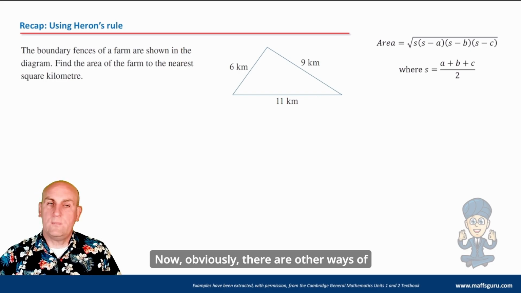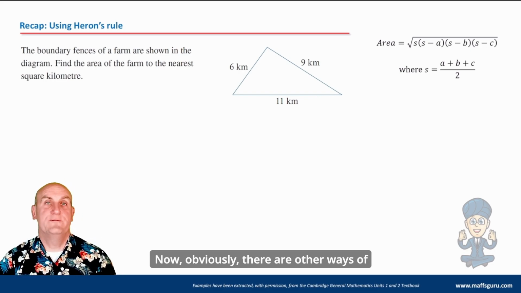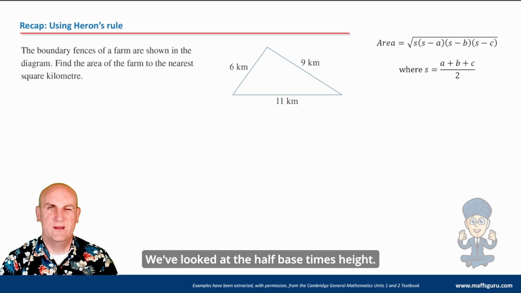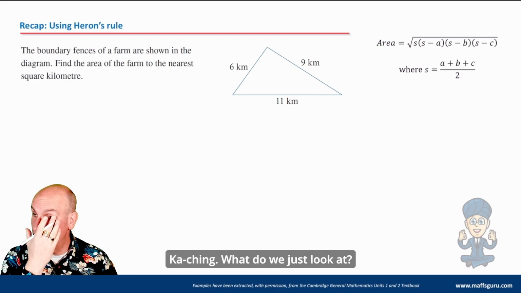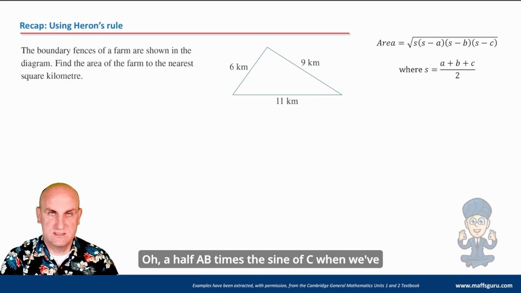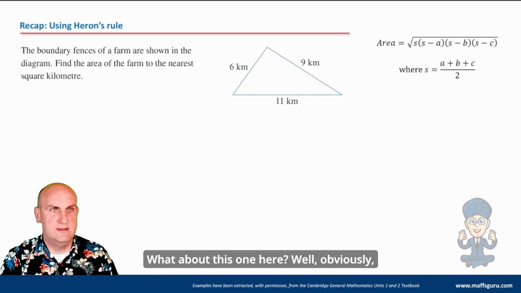Now, obviously, there are other ways of finding the area of a triangle. We've looked at half base times height. What did we just look at? Oh, a half AB times the sine of C when we've got an included angle. What about this one here?